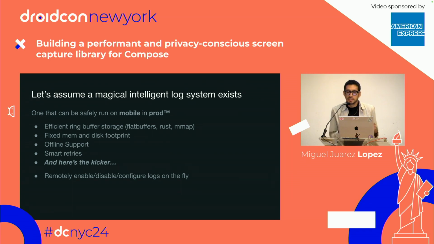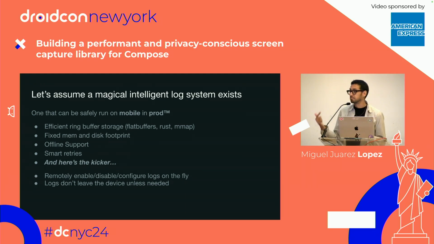So let's assume this is part of a magical intelligent log system that we have. It can be disabled, it can change the verbosity that you're logging on the fly remotely. And then logs don't leave the device unless needed. They just stay in memory, and then if something interesting that you might investigate happens, then you flush them. And you have an exemplar session. You don't need every single time it happens. You need some exemplar sessions, you investigate, you solve it.